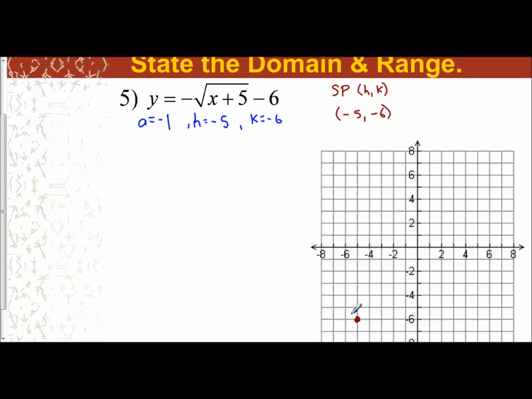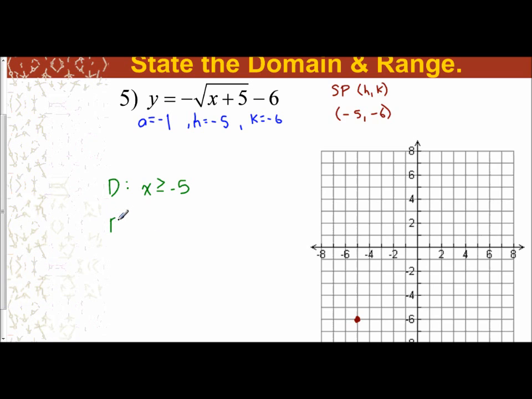And from there, what we can do is we can state our domain and state our range. Remember, your domain represents the relationship of the x values. And so if I want to state my domain, I cannot go beyond -5 to the left. This is the starting point, so my x values have to be greater than or equal to -5.